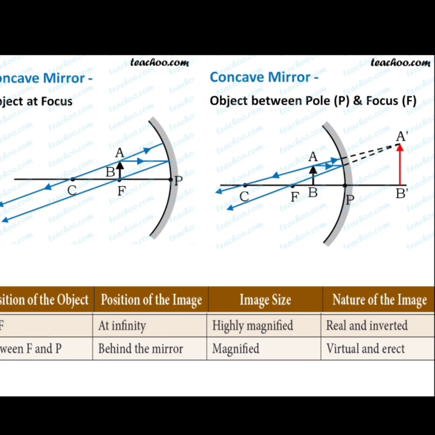The next one, object between pole and focus. You'll get the image at behind the mirror. Image size is magnified and nature of the image is virtual and erect.